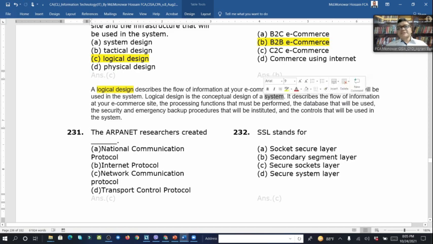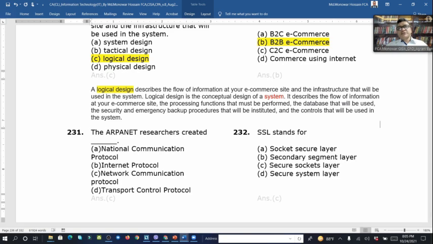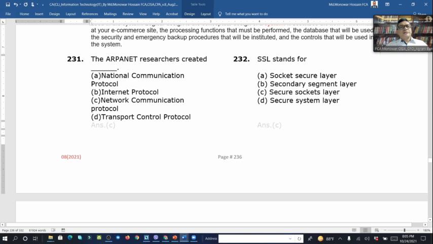So we know what is system, and it describes the flow of information at your e-commerce site, the processing function that must be performed, the database that will be used, the security and emergency backup procedures that will be instituted, and the controls that will be used in the system. And here the ARPANET research created network communication protocol.